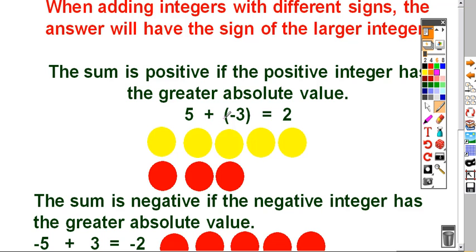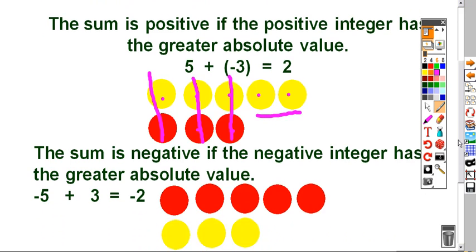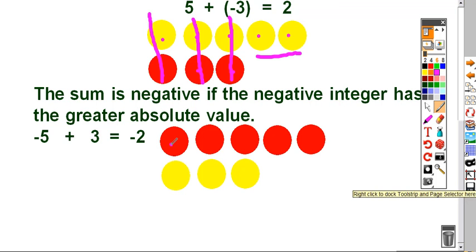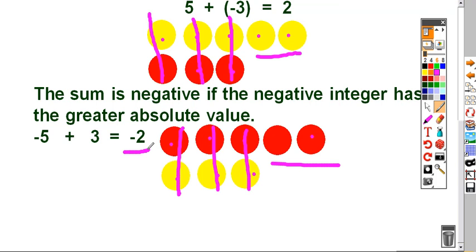5 plus negative 3. 5 positives combined with 3 negatives. Now remember your zero pairs. These will cancel, and these will cancel, and these will cancel, leaving you with a positive 2. In the same way, negative 5, 5 negatives, combined with a positive 3, 3 positives. These will cancel, leaving you with a negative 2.